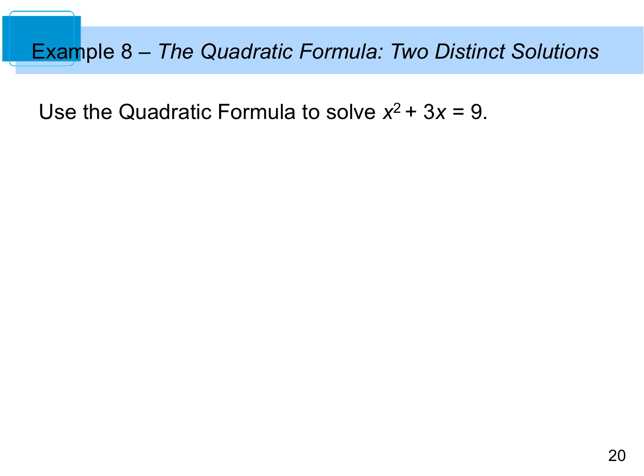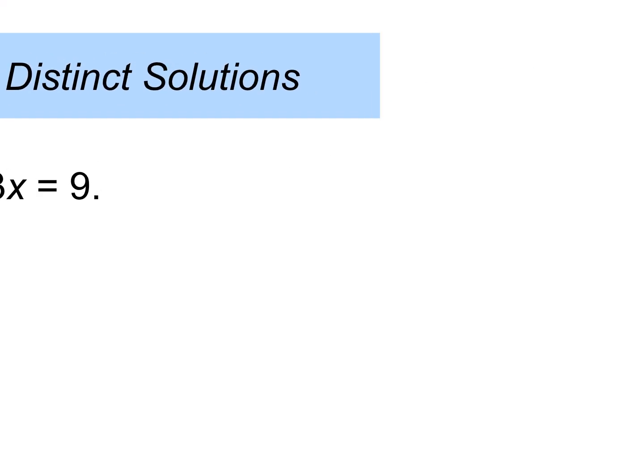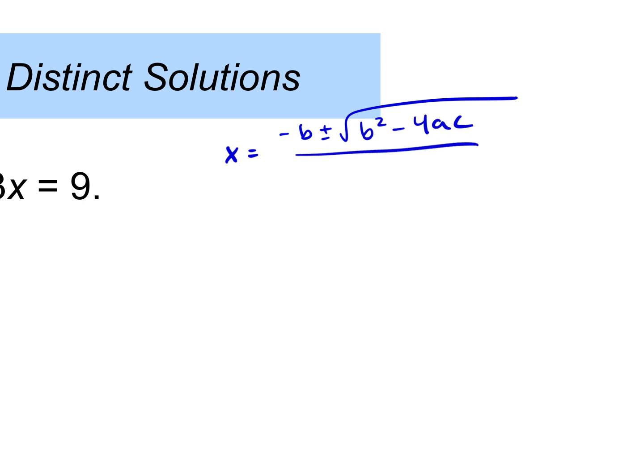All right, so to solve using the quadratic formula, let's start by writing our quadratic formula. We have x is equal to negative b plus or minus the square root of b squared minus 4ac over 2a. So this you guys have to know.